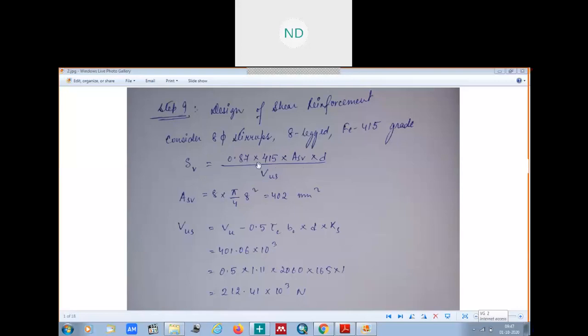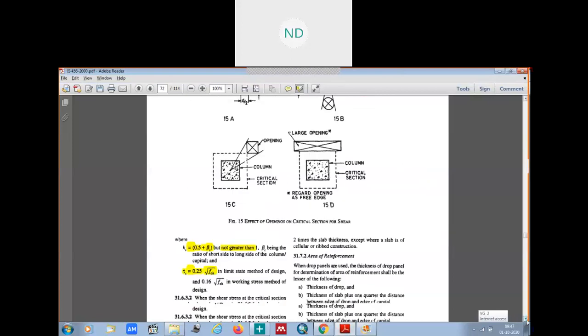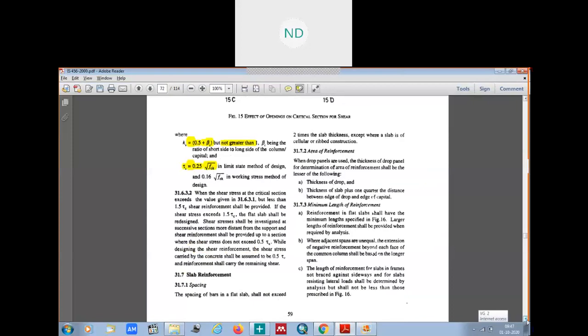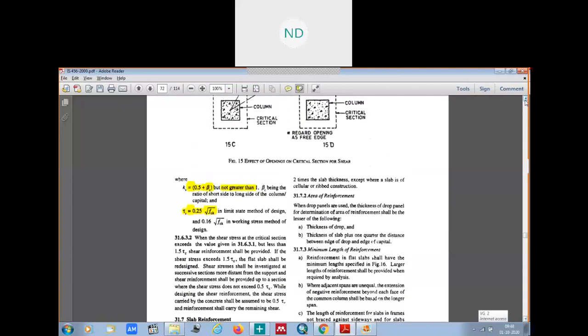So here the shear reinforcement, if you see, it is 0.87 into fy, that is 415, sorry, into Asv into d by Vus. Okay, 1 minute. If you go to the IS code, one more thing I want to tell you.